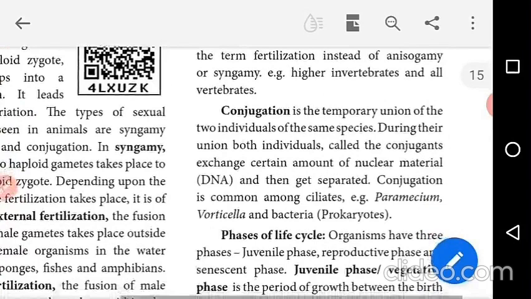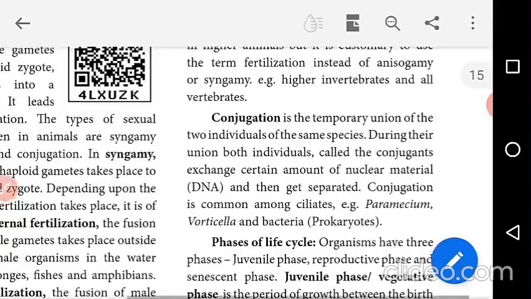இணைவு முறை இனப்பெருக்கம். The conjugation is the temporary union of two individuals of the same species. The best example is the paramecium. When the two paramecia come close, the layer also gets disintegrated. After that, the DNA of one paramecium is transferred to the other paramecium. This method is known as the conjugation.